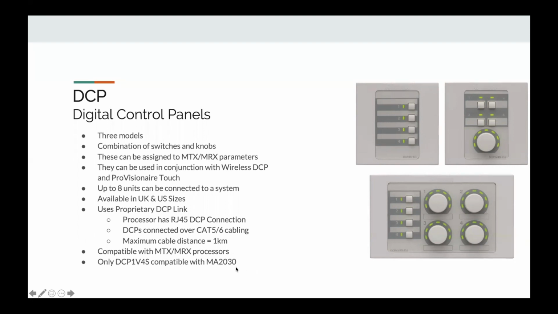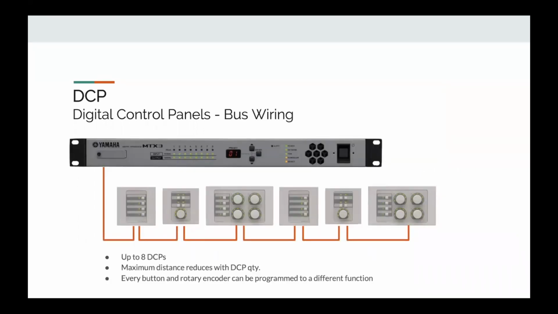Very important to let you know that only the DCP1V4S is compatible with the MA2030, which is this model here, where you can adjust the volume and input selection. Cabling is very straightforward. You can daisy chain or star out these devices. They actually don't use any network protocol. They run on a balanced serial connection, which is proprietary to DCP. And there is a maximum distance for that cable, but it's significantly higher than it is with conventional networking.